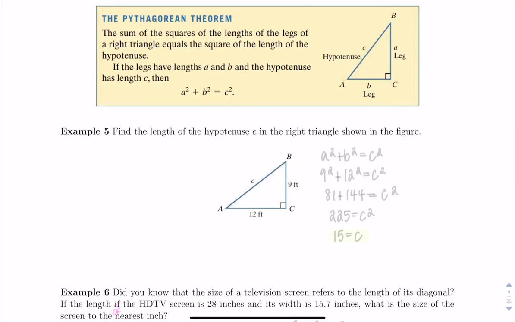Because this is a right triangle, we can use a squared plus b squared equals c squared. It doesn't matter which one is a or b, so we end up with 9 squared plus 12 squared equals c squared, and that's 81 plus 144 equals c squared, or 225 equals c squared, and we want to have just c. So we take the square root of both sides, and we get that c is 15, or 15 feet.